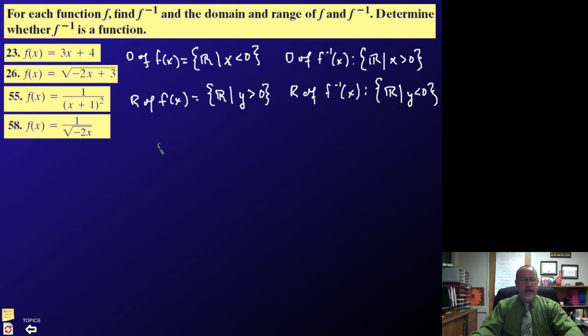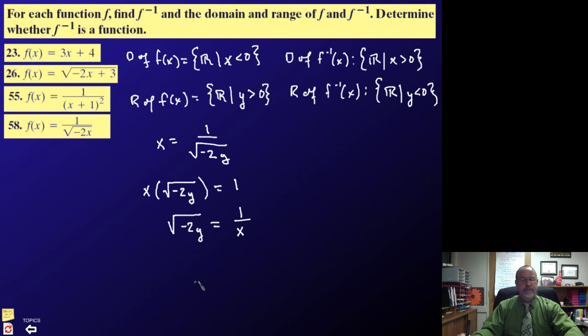This f of x, which is a y, is going to become x, and then this is 1 over the square root of -2, and then this x becomes a y. To remove the fraction, I'm going to multiply both sides by the denominator, so this is going to give me x times the square root of -2y is equal to 1. I then need to divide by x, so the square root of -2y is equal to 1 over x. I then need to square both sides to remove the square root sign, so this is -2y is equal to 1 over x squared, squaring numerator and denominator.